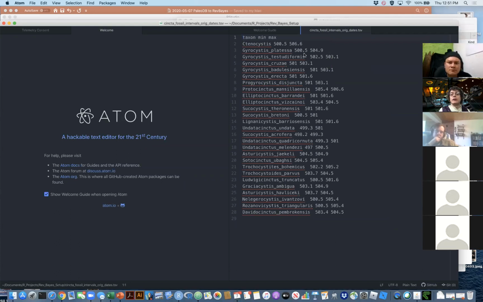And what this is giving you is the min and the max based on the distribution of Paleodb finds. Now, this is the min and the max. This is the oldest possible date from the oldest time unit or zone, and the youngest possible date from the youngest time unit or zone. We're not going to use this. Why? Well, partly because of the way RevBayes is set up.